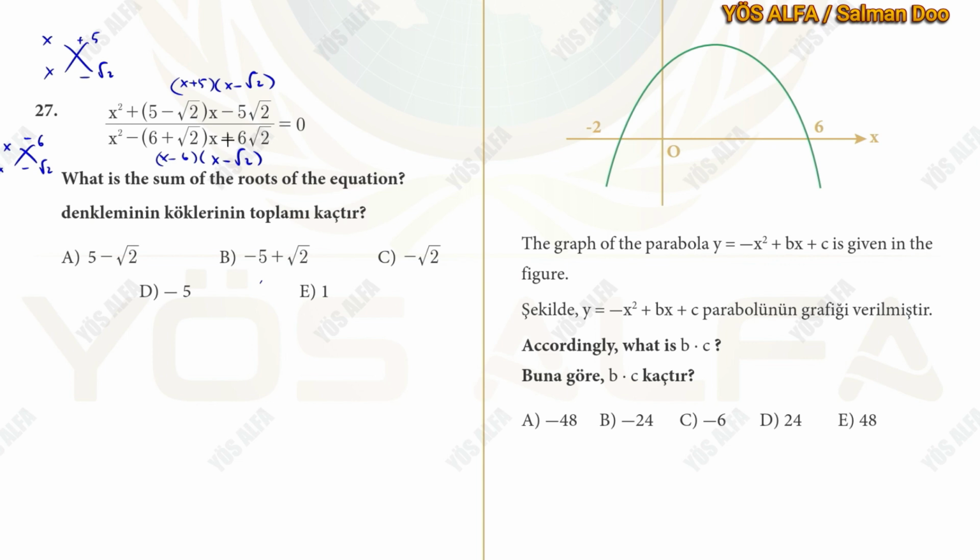So now x minus root 2's cancel out each other. We have x plus 5 over x minus 6 is equal to 0. Let's multiply both sides of the equation by x minus 6. So we have x is equal to minus 5 or x is equal to 6. X is equal to 6 is impossible because when we have x is equal to 6, we have 0 on the denominator, which is undefined. So the answer is D.